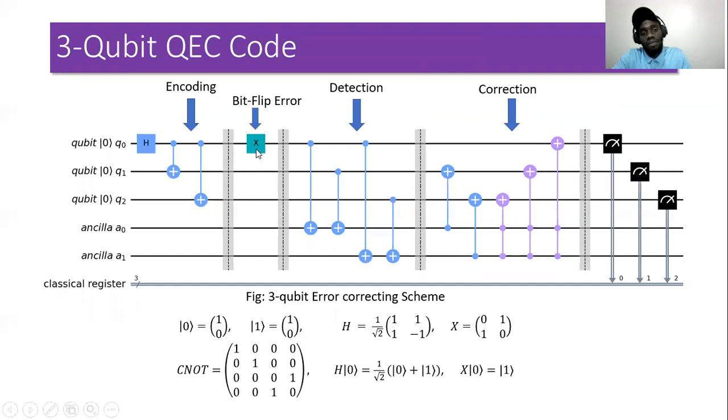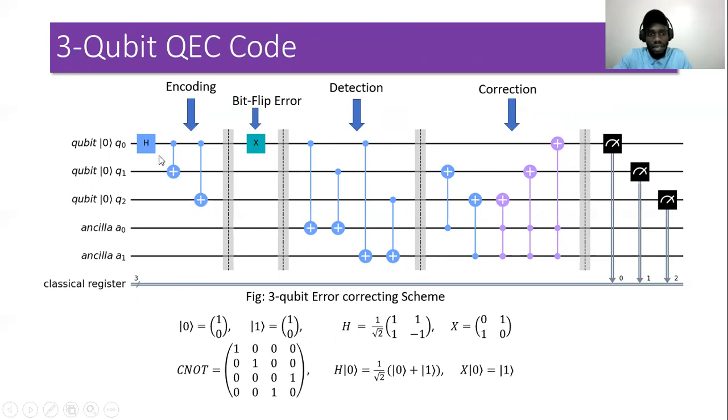If we introduce an error, an X error, which is a bit flip error, here, that is, the qubit Q0 would be flipped. We would then need a detection stage, which checks for the location of the error. And finally, based on the information we obtain from the detection, we perform error correction.